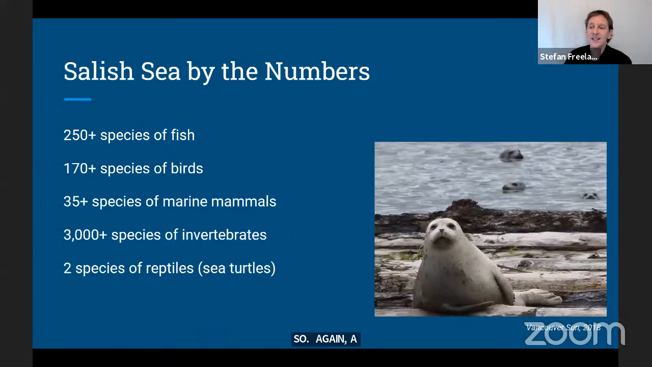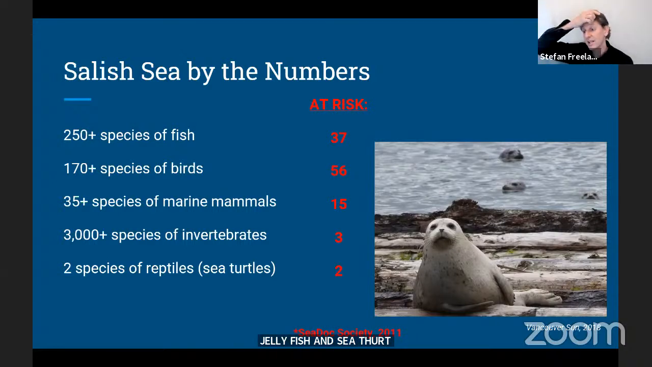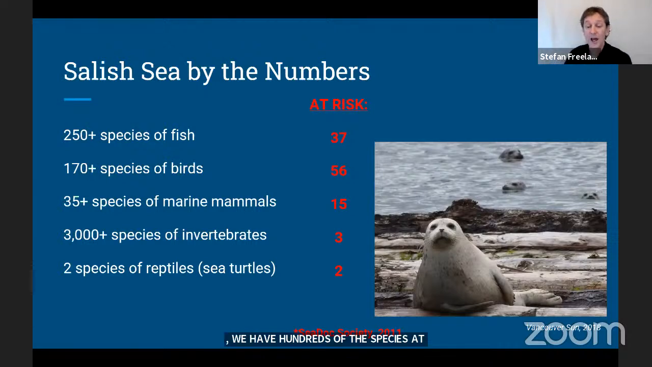In terms of species out there, we've got hundreds of species of fish and likewise birds, dozens of species of marine mammals, thousands of species of invertebrates, which is our insects and jellyfish and whatnot out there, and 2 species of reptiles, sea turtles. So there's a couple of them out there. The SeaDoc Society in 2011 did a report looking at a lot of these species. By their calculation, over 100 of those species are at risk. That's from 2011, so those numbers are a little bit out of date.